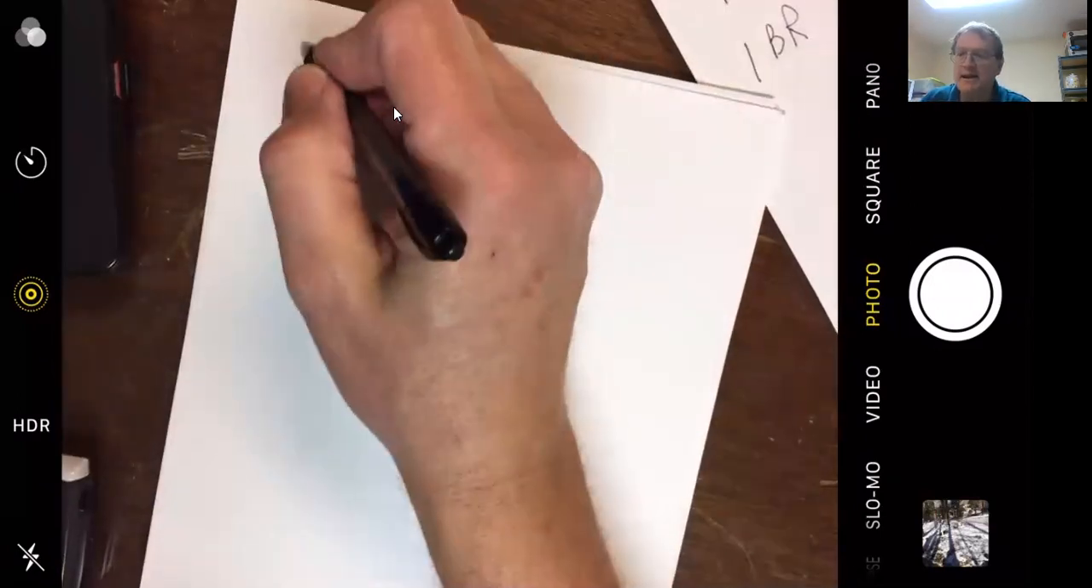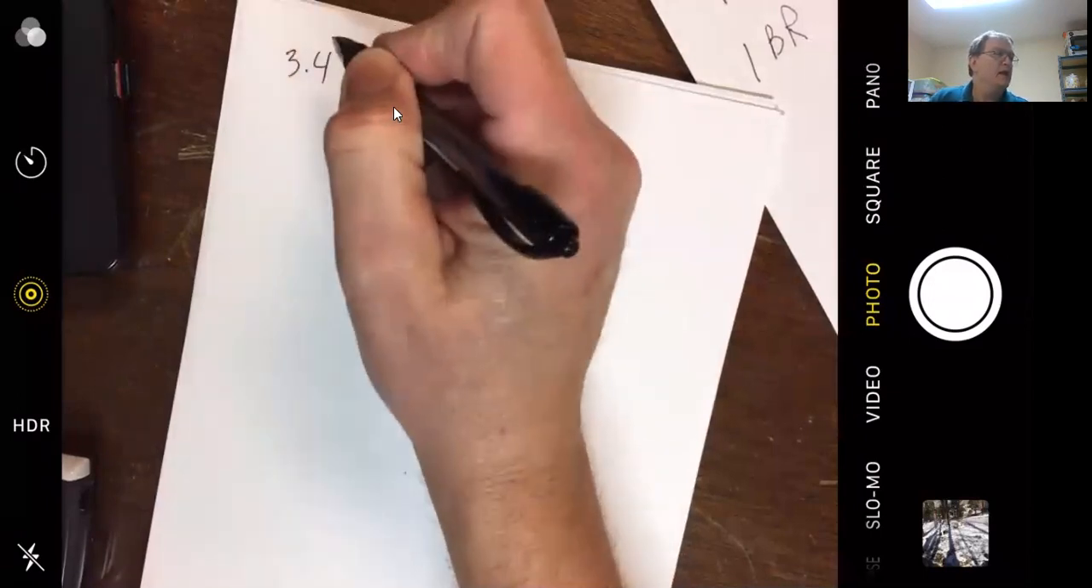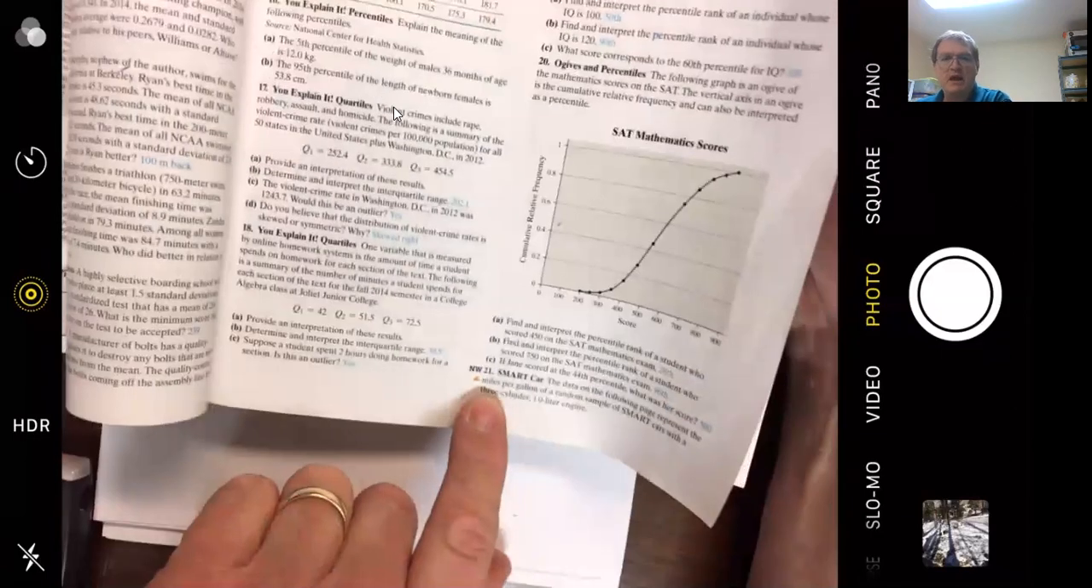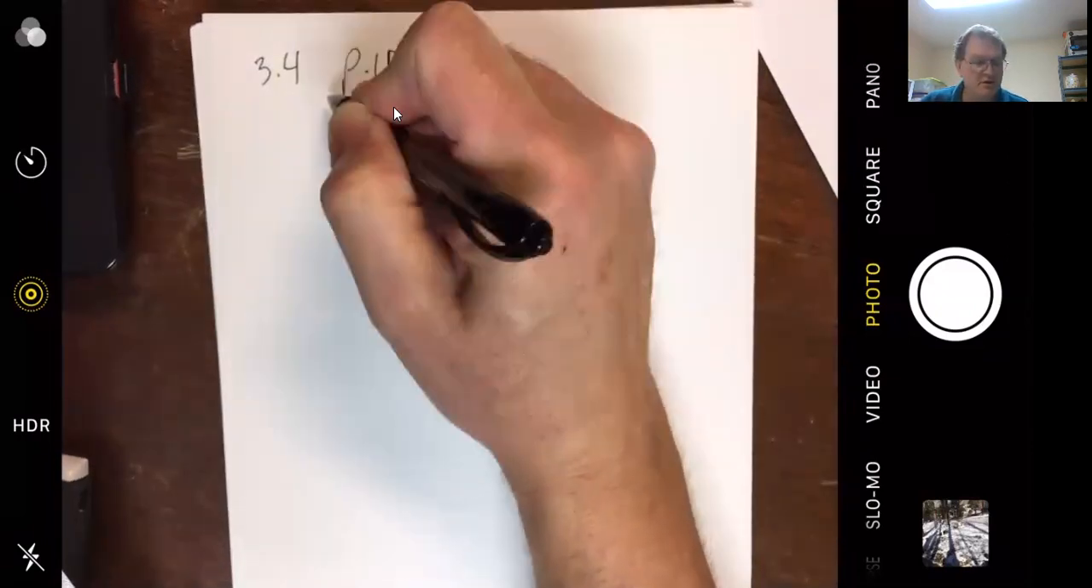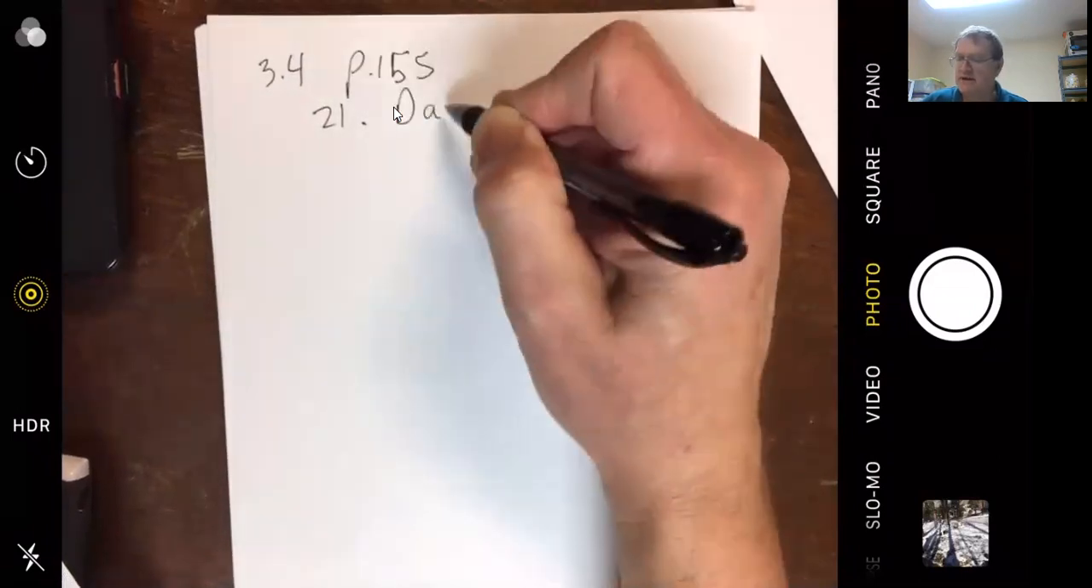All right, let's try the next thing in 3-4. Let's try 21, which kind of puts it all together. 21 is data about smart cars. It's at the bottom of the page here, and all the data is over here, and it kind of puts everything together. You've got several others like it. The data's pretty reasonable. It won't take too long to enter this data. So this starts on page 155. 21, data for smart cars. I won't write the data here.